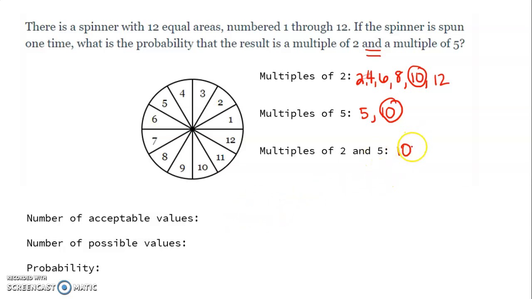So the number of acceptable values, well, there's only one. There's only one number on this spinner that is a multiple of both 2 and 5. Possible values, there's 12, because there's 12 equal areas. So my probability is 1 out of 12. Okay, so that is probability with and or.